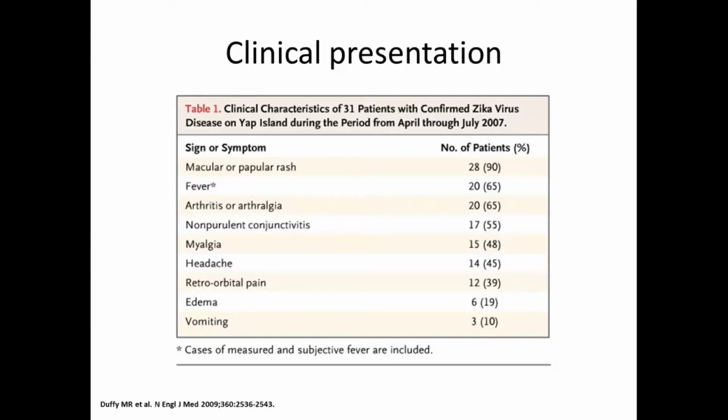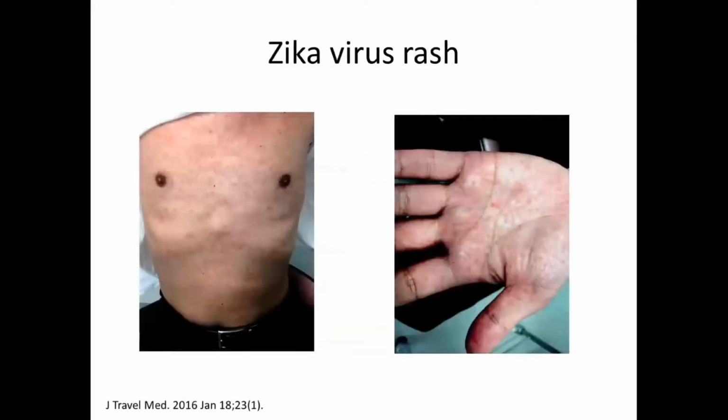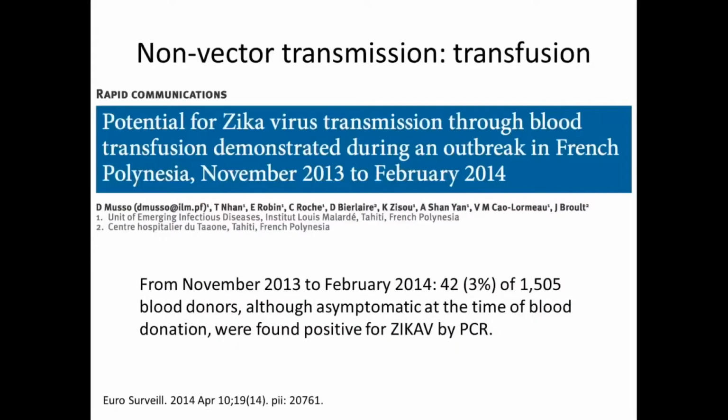It's a bit like dengue, but probably a bit milder. They get a rash, fever, joint pains, sometimes conjunctivitis, headache, things like that. Incubation period is probably somewhere between 3 days and 2 weeks, variable. The illness probably lasts 5 days to a week, and then spontaneous recovery. And this is the rash, so quite a florid rash. But it wasn't thought to be a big problem, but then other issues have started to arise.